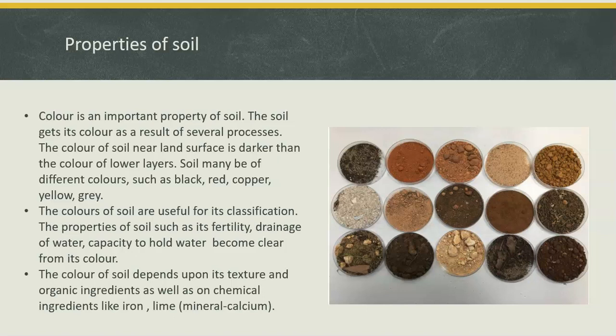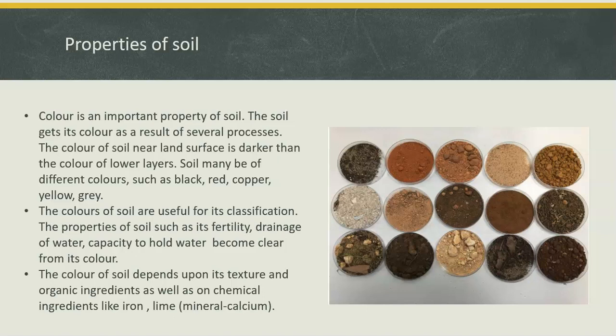And organic ingredients. What is the meaning of organic ingredients? Organic ingredients, my dear students, means sometimes dead plants and leaves fall in this particular soil and they die and decay, and that matter is mixed with soil. So this is called as organic ingredients mixed with soil. And chemical ingredients means minerals which are present in that particular soil.